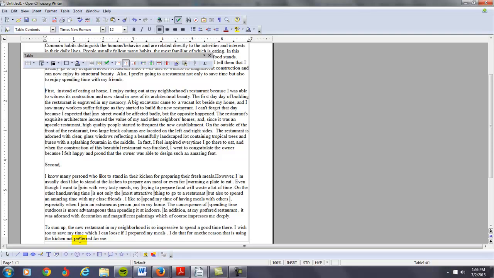So first, instead of eating at home, I enjoy eating out at my neighborhood's restaurant because I was able to witness its construction and now stand in awe of its architectural beauty. The first day of building the restaurant is engraved in my memory. A big excavator came to a vacant lot beside my home, and I saw many workers suffer fatigue as they started to build the new restaurant.